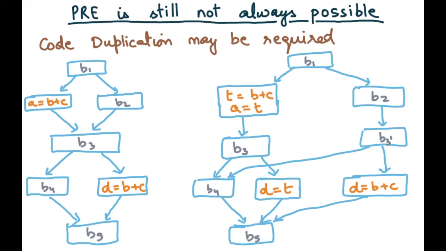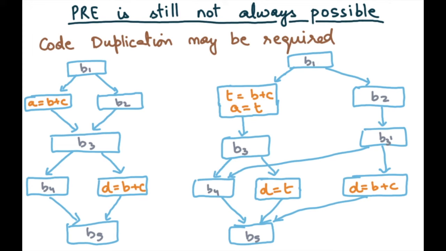Notice that in the transformed program, I have duplicated B3 and B3 prime. And so to be able to remove partial redundancy, I had to duplicate. You can check that in this particular program, once again, there are 4 possible paths, and on all those 4 paths, there is no redundancy. So we have successfully implemented partial redundancy elimination, but unfortunately, we had to duplicate code to do this.